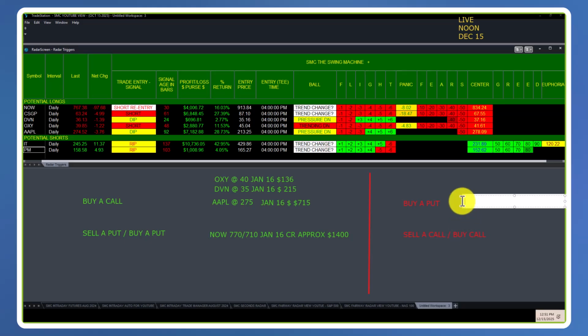I'm sorry, I'm looking for my drawing tool. So we're going to put this one, we'll keep this in red. So that's going to be PM, Philip Morris, and we're going to get a put trading at 160, at 160, and the date is January 16th. The idea.